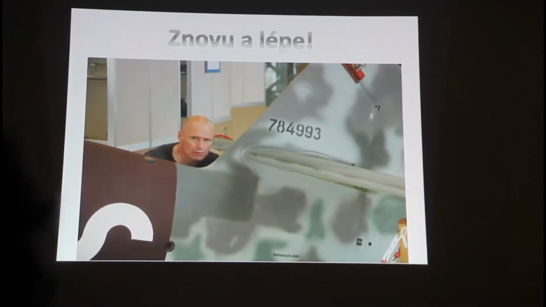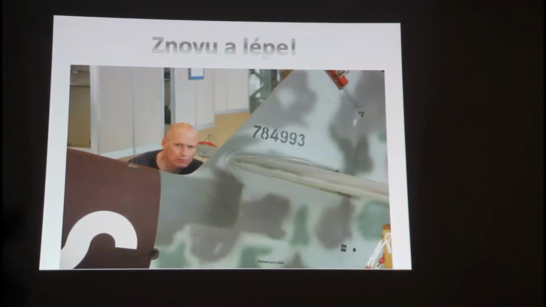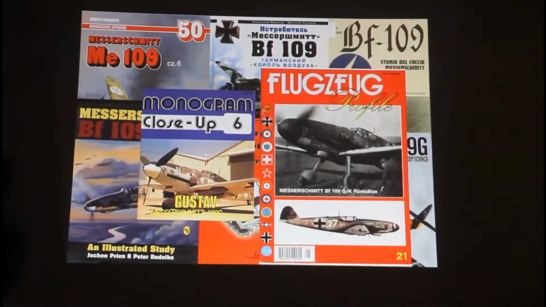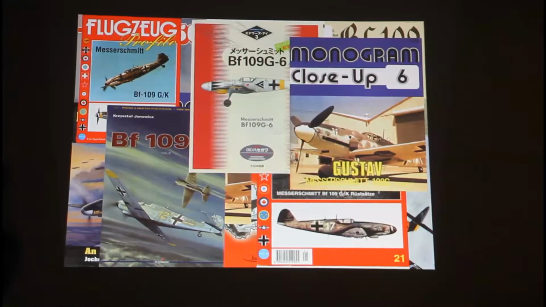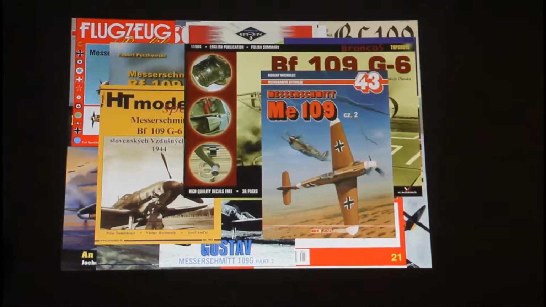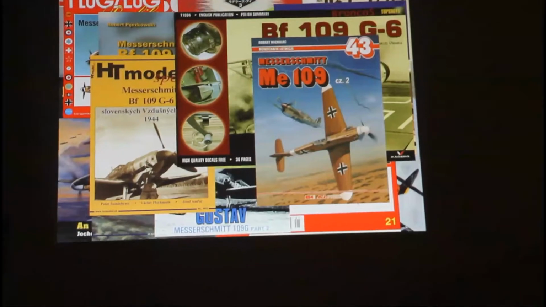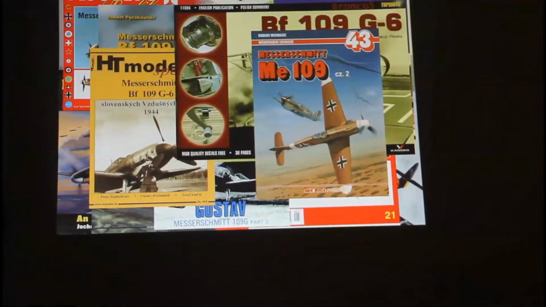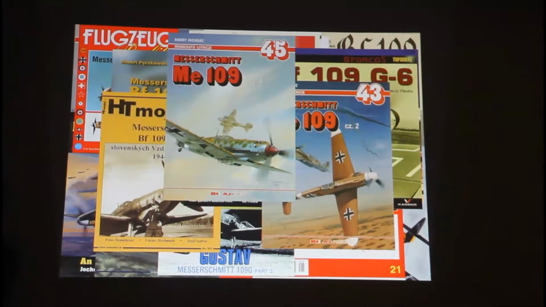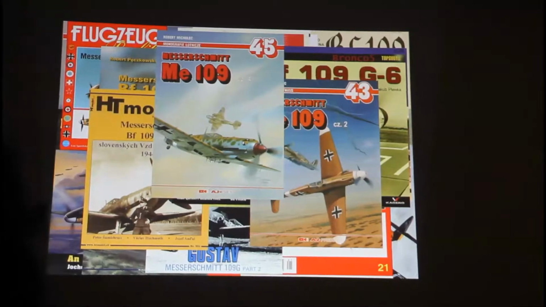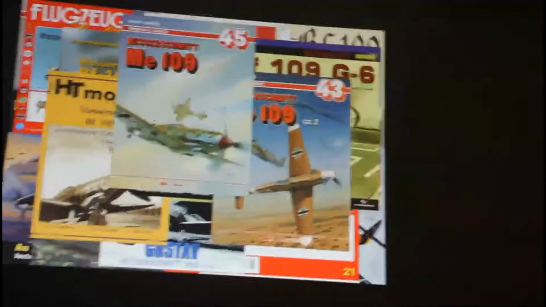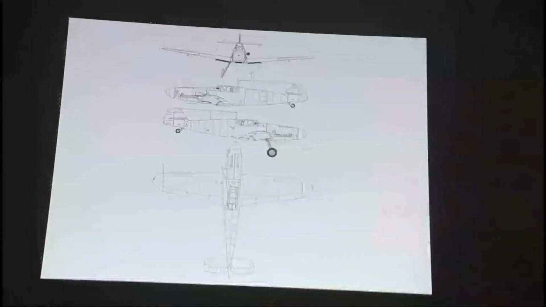The decision is told to the design team. Nastudujeme podklady, všechny možný. Then the design team goes through all the sources and data available. You can see a lot of magazines and books and drawings, and we travel all over the world to touch or to see and to measure the real aircraft that are preserved up to this time.